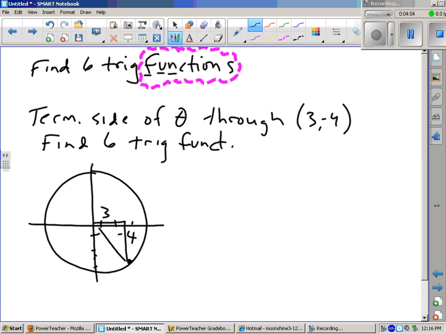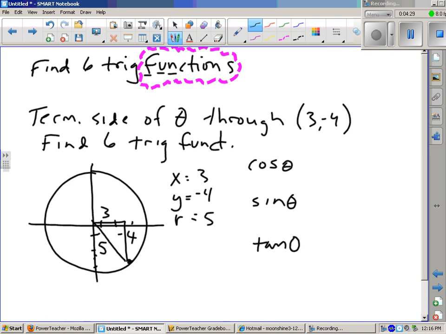You're going to finish the triangle, and hopefully everybody knows this is a 3, 4, 5 triangle. So we plug that in. So x is 3, y is negative 4, and r is 5. So now all we have to do is do all the trig functions. So cosine, sine, tangent. Theta, you need to put the theta in there. Don't just get lazy and drop it off.